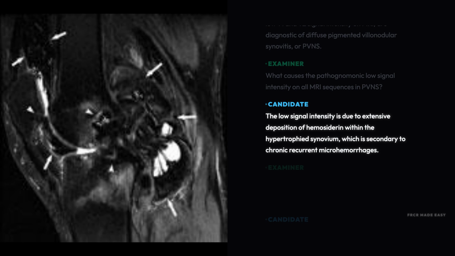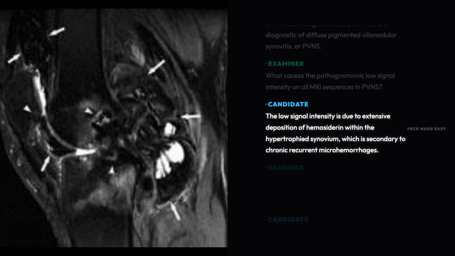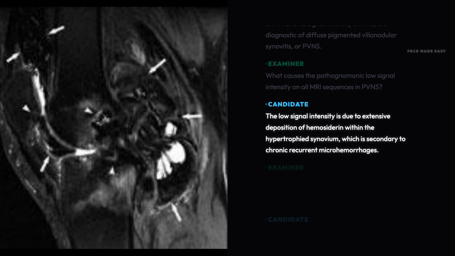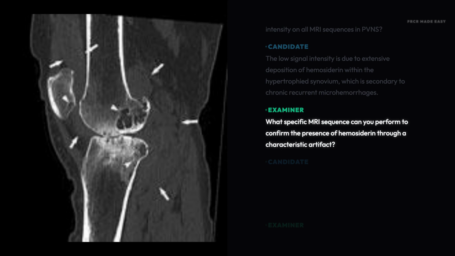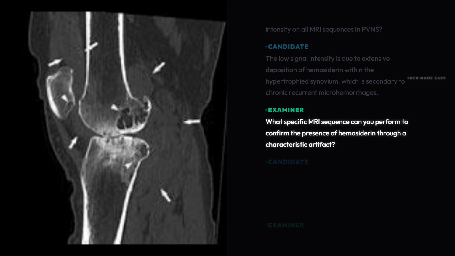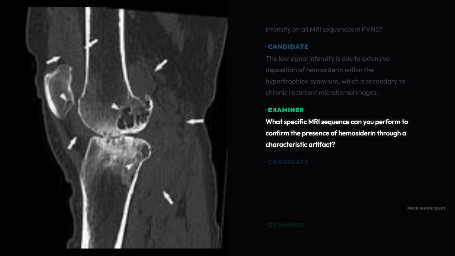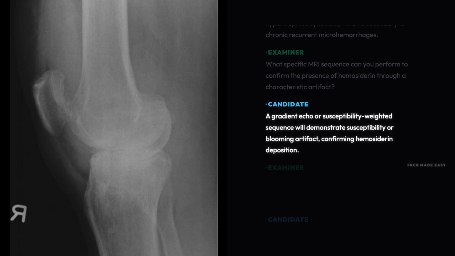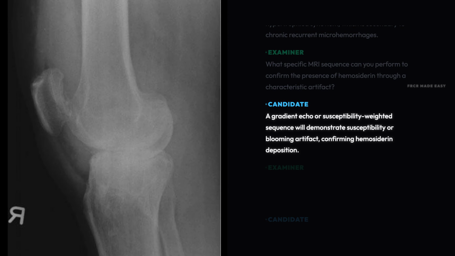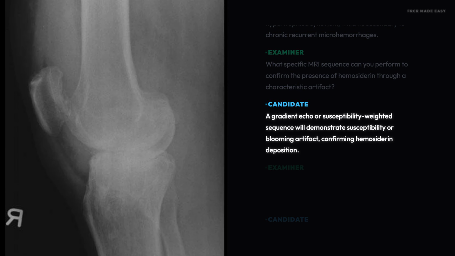The low signal intensity is due to extensive deposition of hemosiderin within the hypertrophied synovium, which is secondary to chronic recurrent microhemorrhages. What specific magnetic resonance imaging sequence can you perform to confirm the presence of hemosiderin through a characteristic artifact? A gradient echo or susceptibility-weighted sequence will demonstrate susceptibility or blooming artifact, confirming hemosiderin deposition.